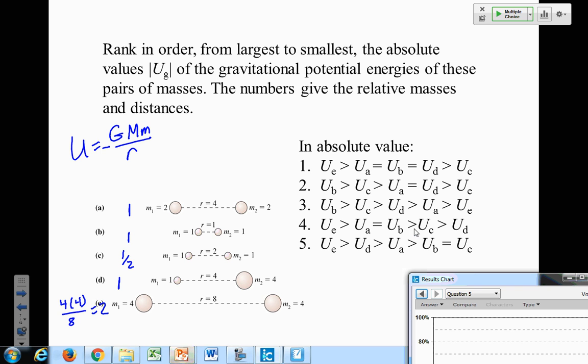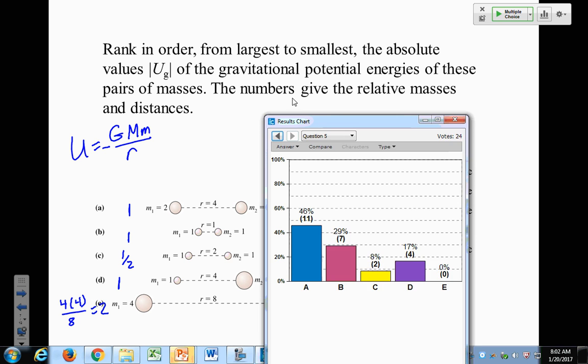That's 1. So looks like E has the biggest, D, B, and A have the next biggest, and then C has the smallest. I think that's what most of you put. That is option 1, or A.